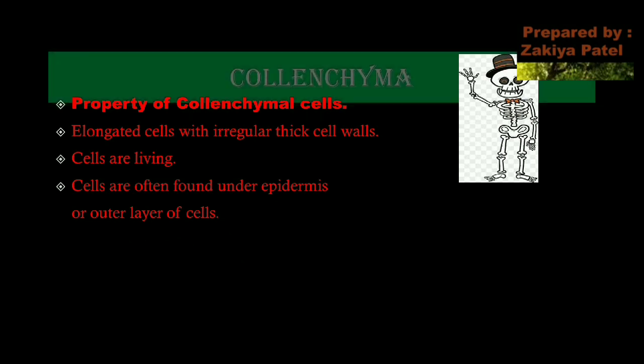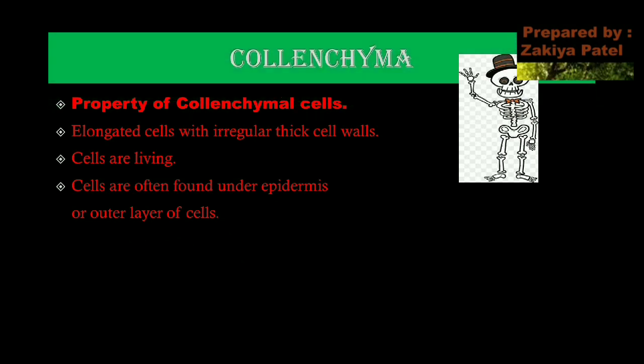Humans and animals have bones to provide support and structure, while plants don't have bones but do contain a variety of structural cells that have different composition and function. Okay, so we will first see the properties of collenchymal cells. Collenchymal cells are elongated cells with irregular thick cell walls.